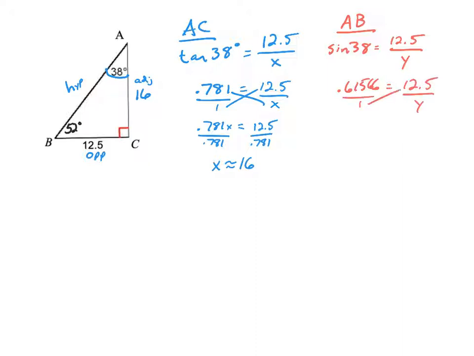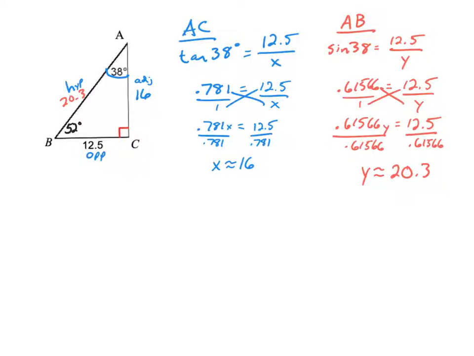Same process, we're going to cross multiply, and you get 0.61566y equals 12.5. Dividing by sine of 38, we get that y is approximately 20.3.